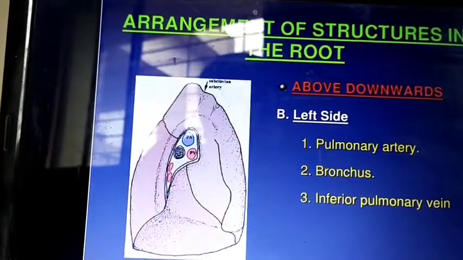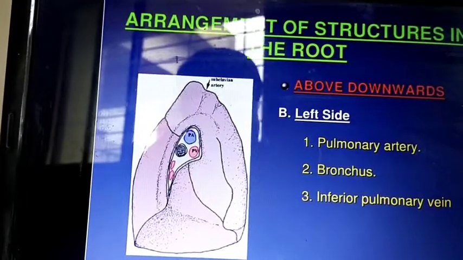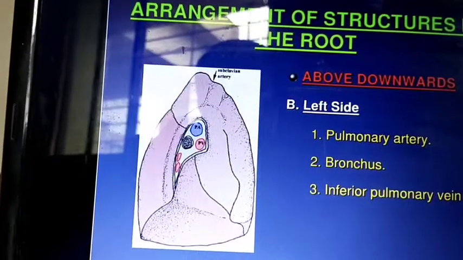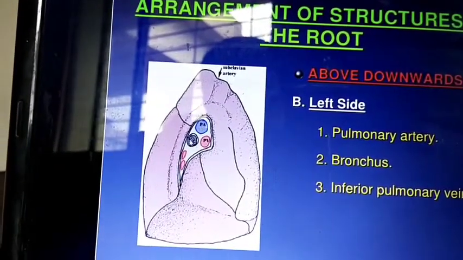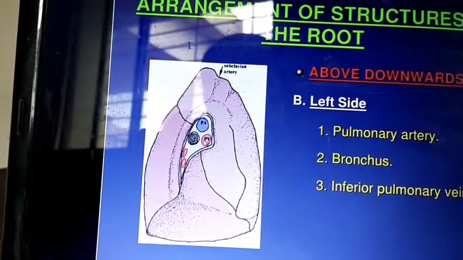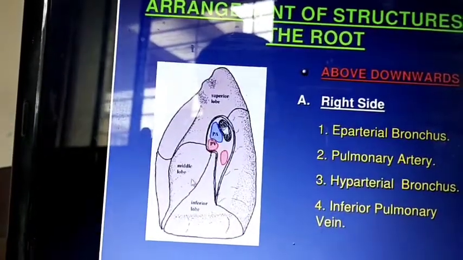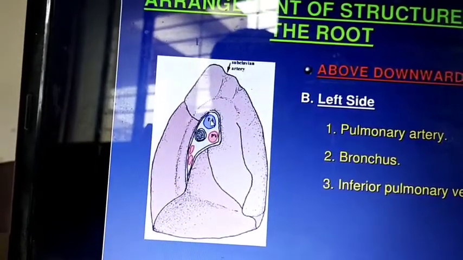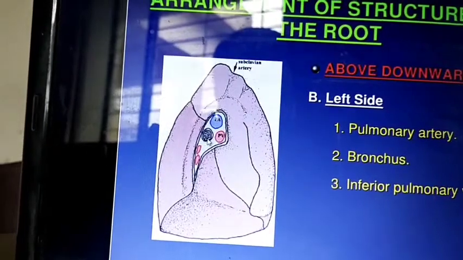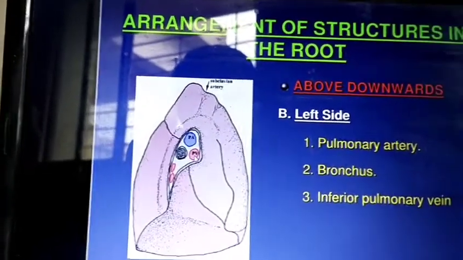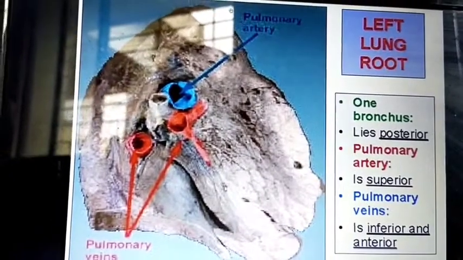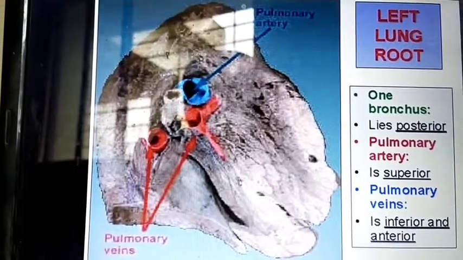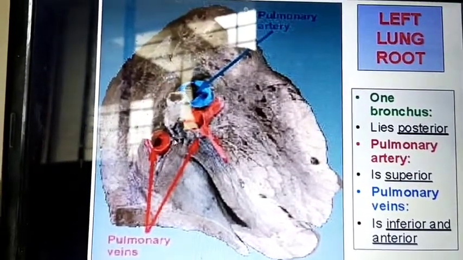On the left side, the arrangement of the structures in the root from above to downwards: pulmonary artery, bronchus, and inferior pulmonary vein. On the right, the bronchus comes first, but here the artery comes first. So on the left lung, first the pulmonary artery, then the bronchus, then the pulmonary vein.